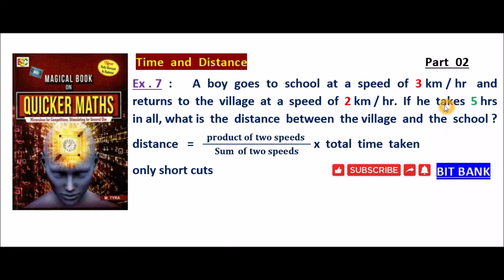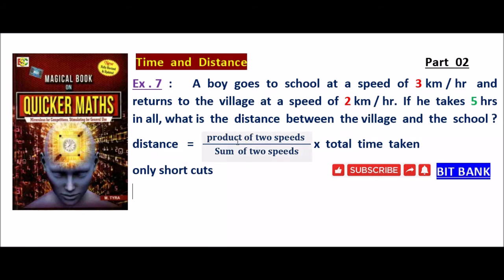See, in the previous questions, two timings are given: late by 15 minutes, late by 5 minutes, or late by 15 minutes, early by 5 minutes. But here only the total time to go and come back is given. So that's why I'm taking the total time taken and the sum of two speeds.